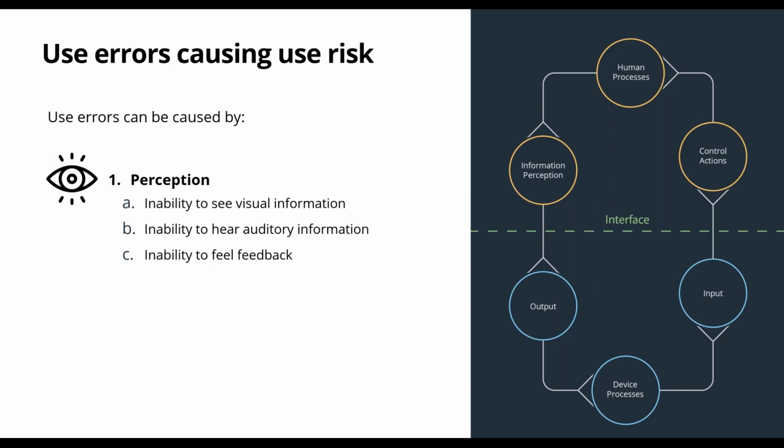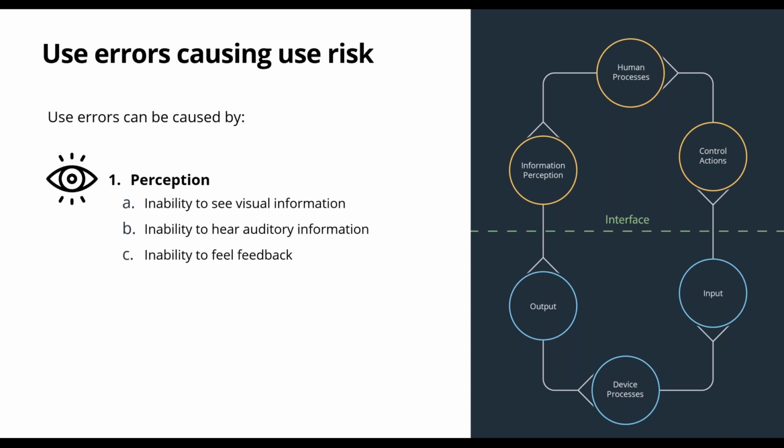But if we look at each of those, perception to start with, the kind of places where a user interface can fall down and expose patients to risks associated with use error are in perception. The first one is the ability to see visual information. So if visual information is not easy to distinguish, the contrast is bad, it's too small, then there's going to be a breakdown in the ability for the user interface to be effective, or in this case, safe and effective.